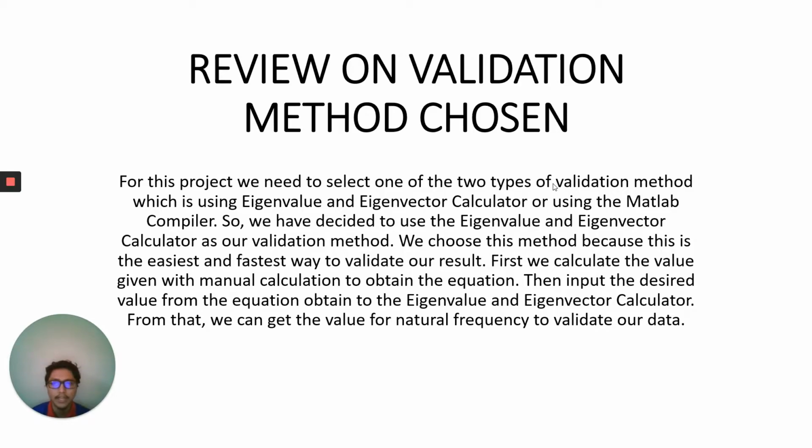Now we will review the validation method chosen. For this project, first of all, we need to select one of the two types of validation method that are given, which are the eigenvalue and eigenvector calculator, or the MATLAB compiler. From our meeting, we decided to use the eigenvalue and eigenvector calculator as our validation method, because this is the easiest and fastest way to validate our result.